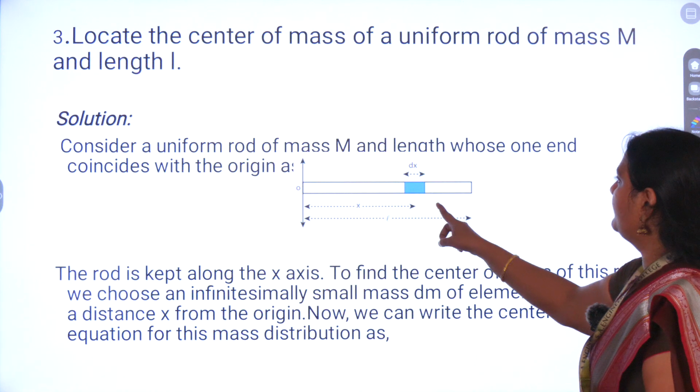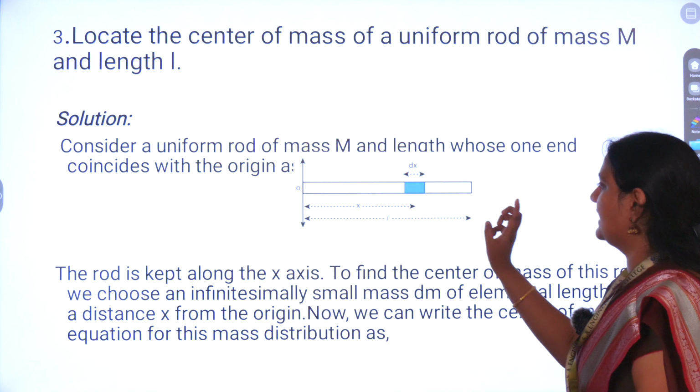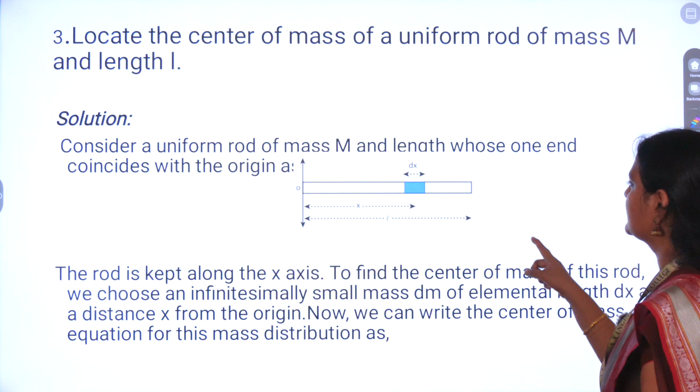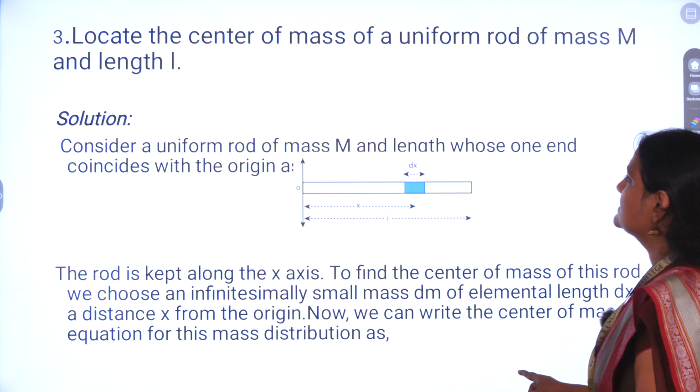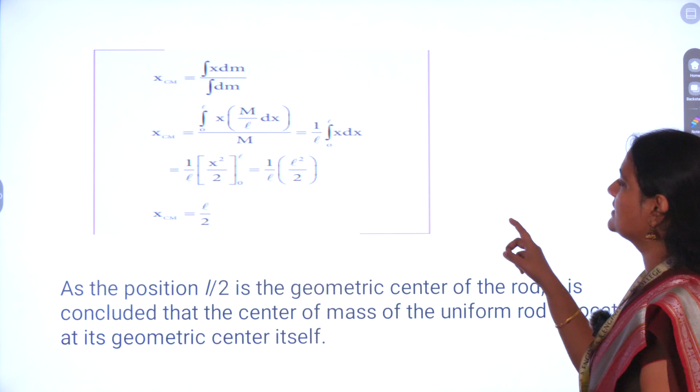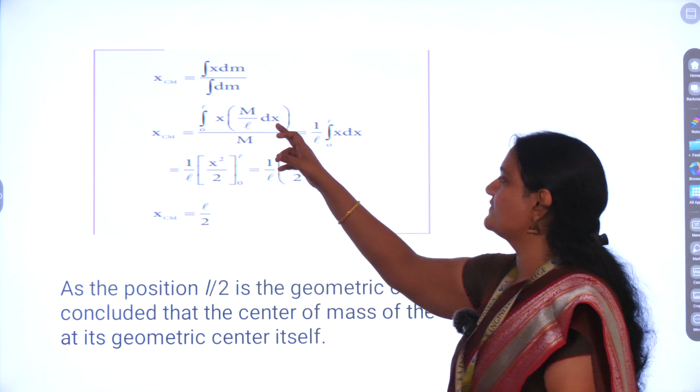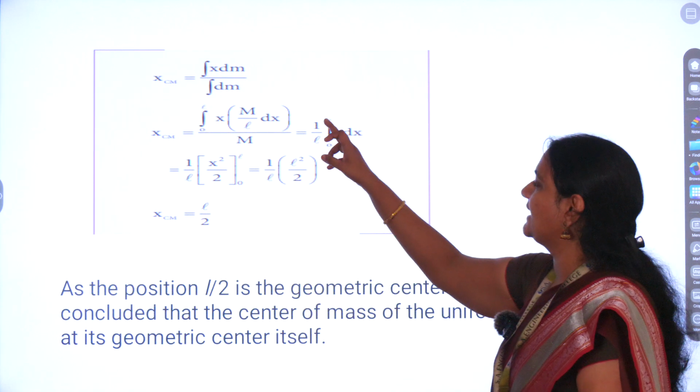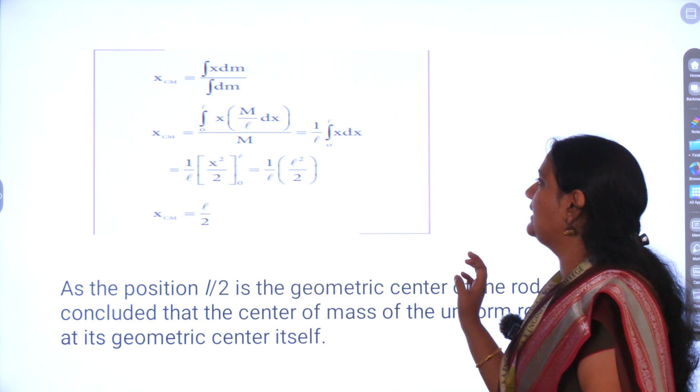So this is a uniform rod, the mass is m, the length is l. You are going to locate the center of mass for this rod. So how will you write the distribution? x_cm, the position of center of mass, is equal to the integral of x dm divided by the integral of dm.